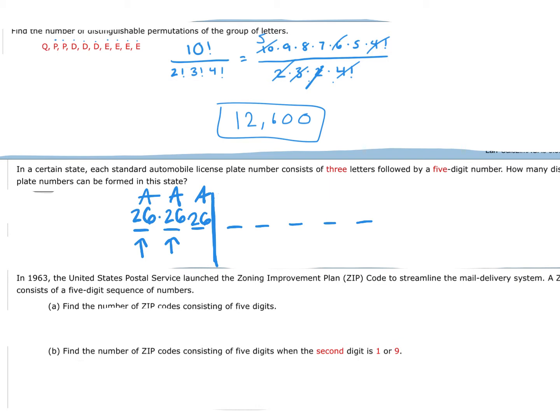Now for our numbers, how many different possible numbers can we have in our first space here? 10. It can be 0, 1, 2, 3, 4, 5, 6, 7, 8, 9. So that is 10. What about our second space? 10. It can repeat. So 10, 10, 10, 10. So multiply all these together. We have 1,757,600,000.